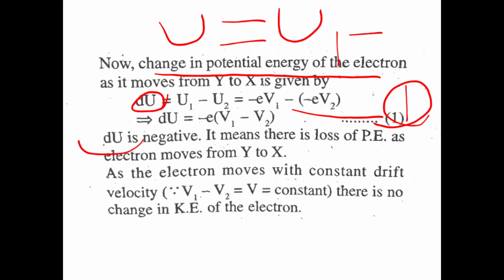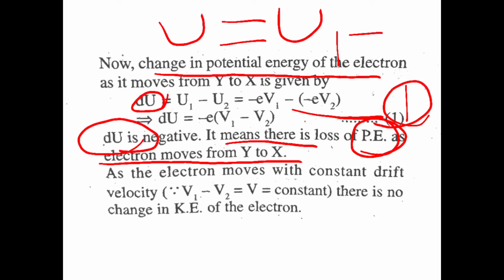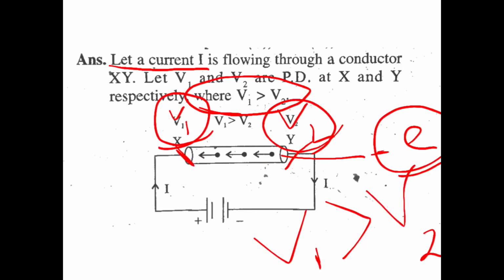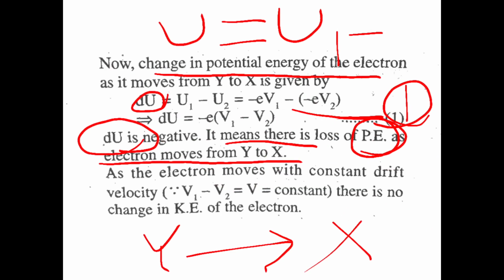As dU is negative, this indicates that there is a loss of potential energy. The potential energy is lost because the electron moves from the Y end to the X end. From the Y end to the X end, the electron moves towards this arrow mark.